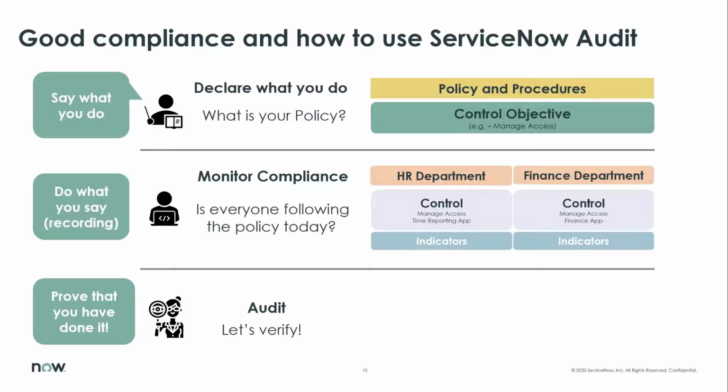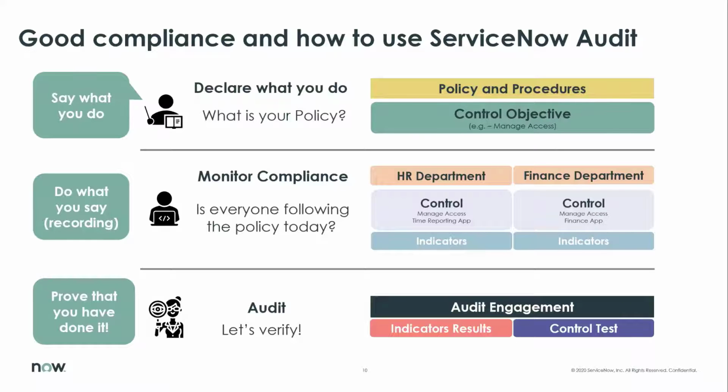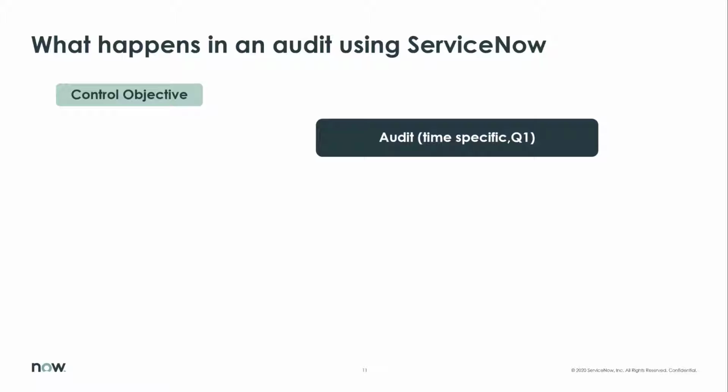But let's not stop there, because we need to prove that we are doing what we are saying on an ongoing basis. And that's why we have those indicators. So lastly, it's verify, right? In the audit area, the auditor is verifying that the top two levels are running effectively. So we trust that it's working well or working effectively. And now we are going to verify. We're going to look at the indicator results from layer 2, and we're going to run our own independent control tests.